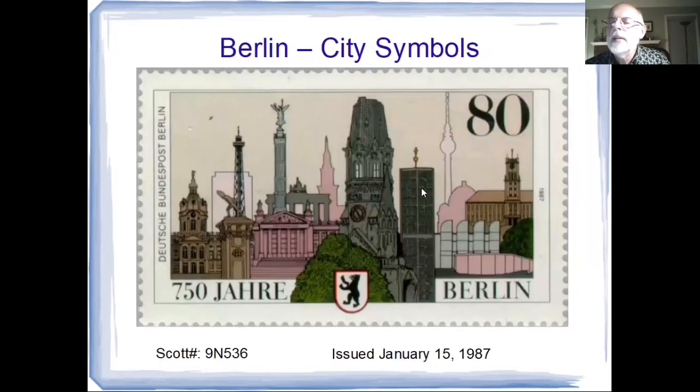Here, the collection of the symbols of the city together on a stamp commemorating 750 years of Berlin. And you see again the memorial church. And here's a Reichstag, the parliament building, which was restored here, Charlottenburg Schloss, the column with the Victory Angel, and the Brandenburg Gate. And this is the East German tower, a kind of competition to the Funkturm of West Berlin.